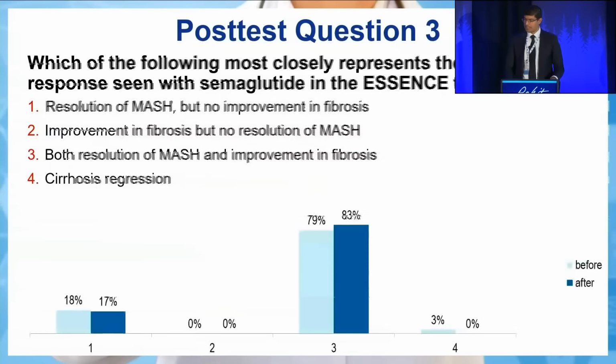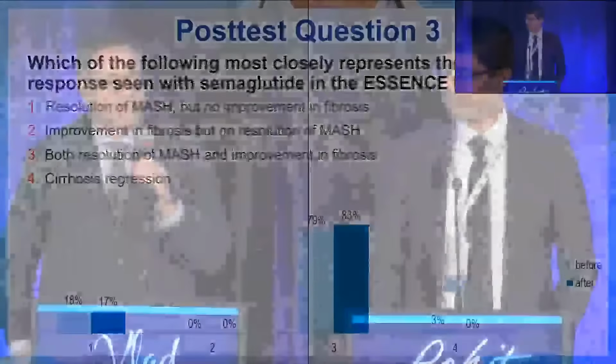83% there. So it looks like everybody got this one correct. I'm so glad that the entire team is up to date on these. Excellent job. Let's take home message: a third of patients treated with semaglutide improve both activity and fibrosis in the same patient.